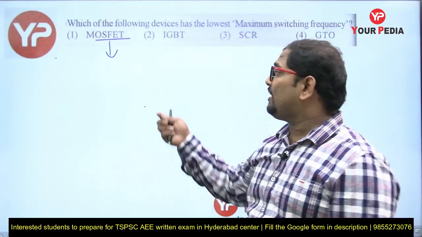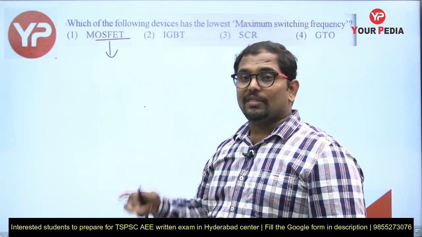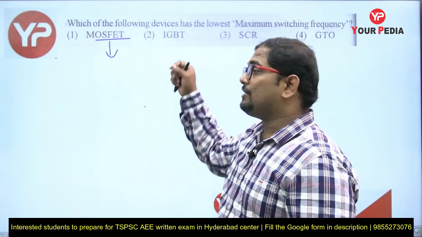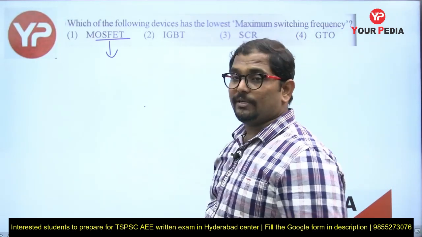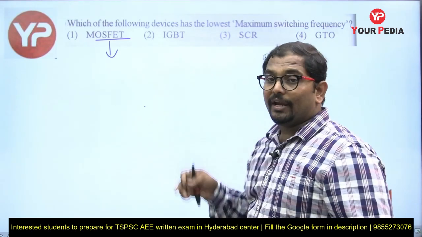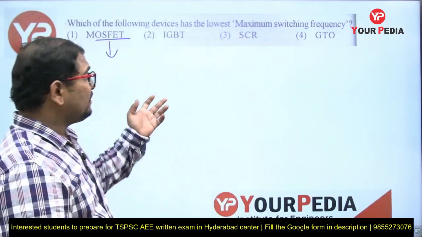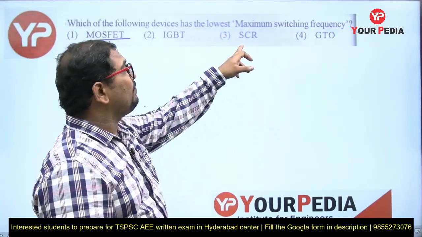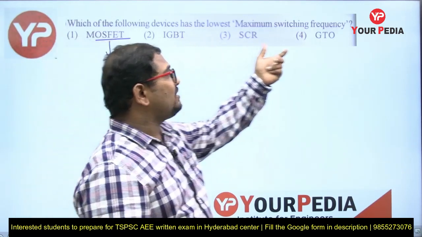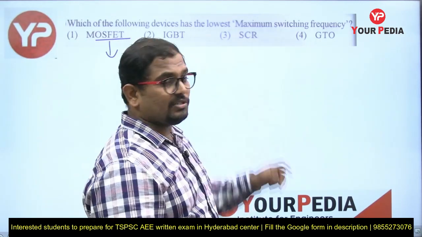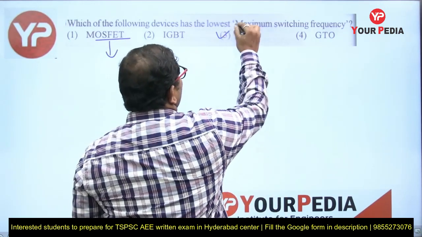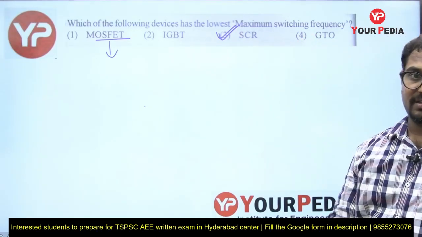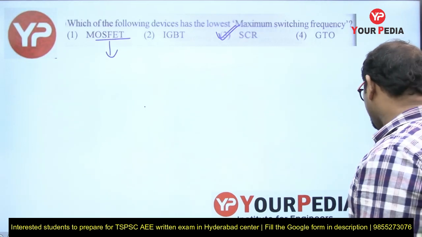The BJT advantage is that it is used for higher switching frequencies. That advantage is also taken into consideration while building the IGBT. So the next one is IGBT. What about the next one? GTO, gate turn off thyristor. This is also having the next higher value. So this is very high, this is high, this is medium, and this is the least switching frequency. So which is the correct answer for this question? SCR is having the lowest maximum switching frequency. Understood or not? Now let's move to the next question.